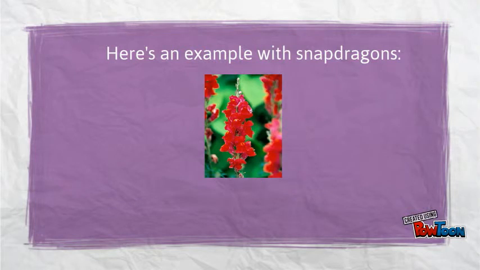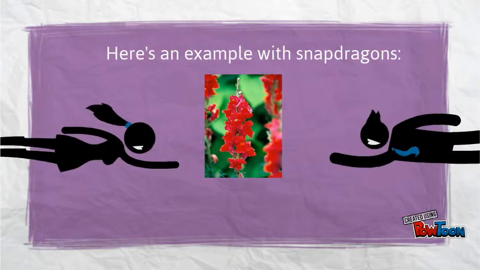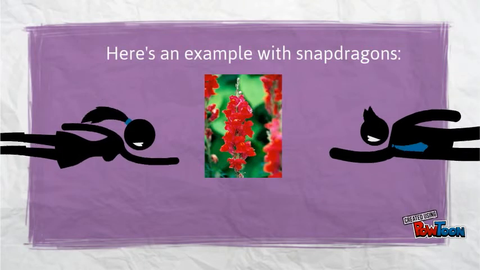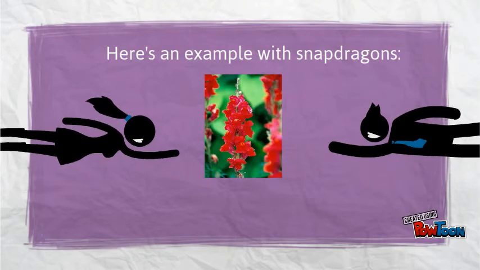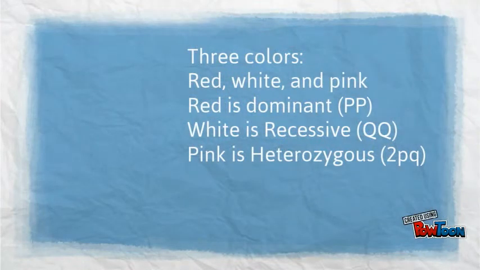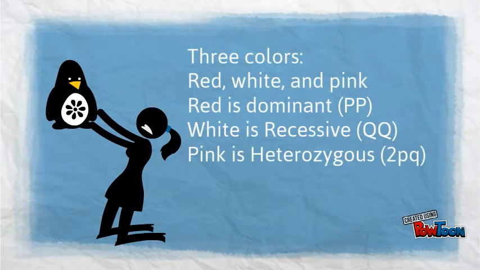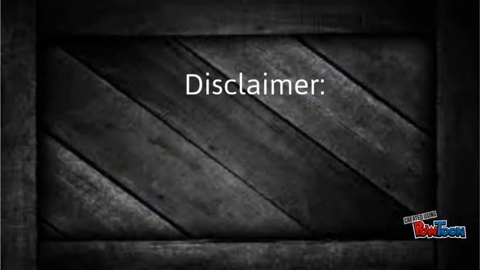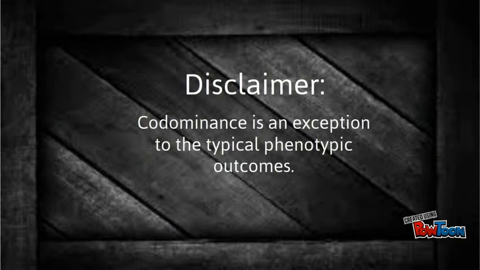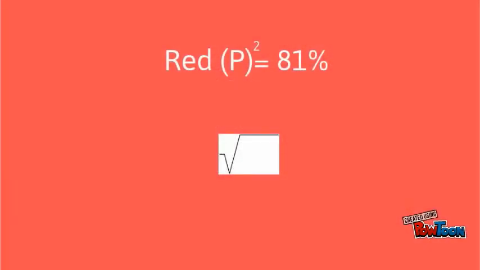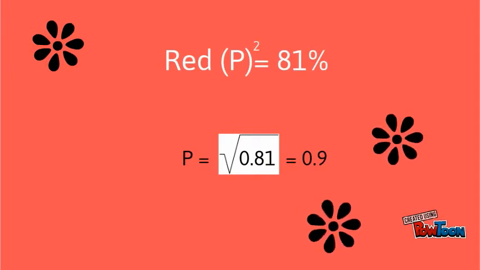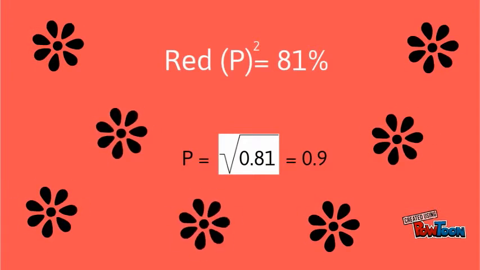Now, let's try an example with snapdragons, which show codominance. In other words, the heterozygote yields a different phenotype, in this case, which is pink. Red is homozygous dominant, and represented by P squared, and homozygous recessive is white, and represented by Q squared. Because there are three phenotypes in this codominant example, P does not represent the homozygous and heterozygous alleles combined, as it usually does. If 81% of the population is red, and therefore dominant, you can take the square root of 0.81 to find the frequency of the P allele, which becomes 0.9.